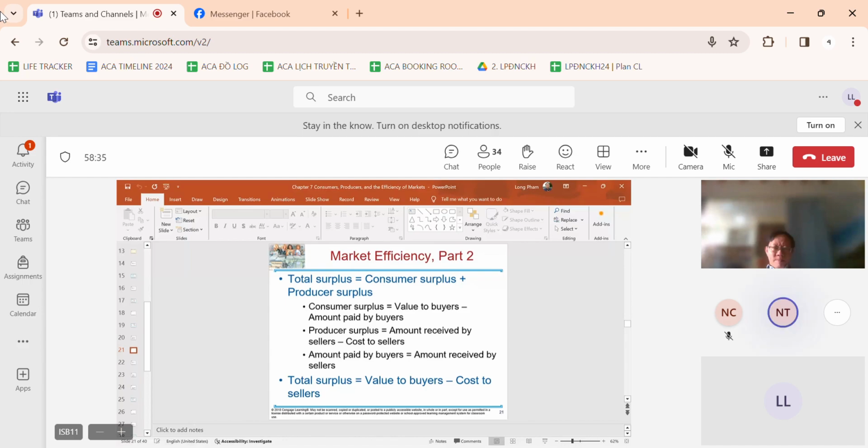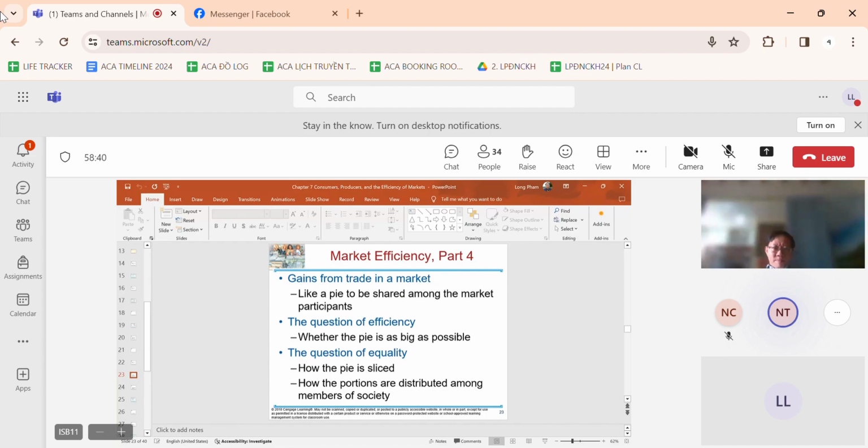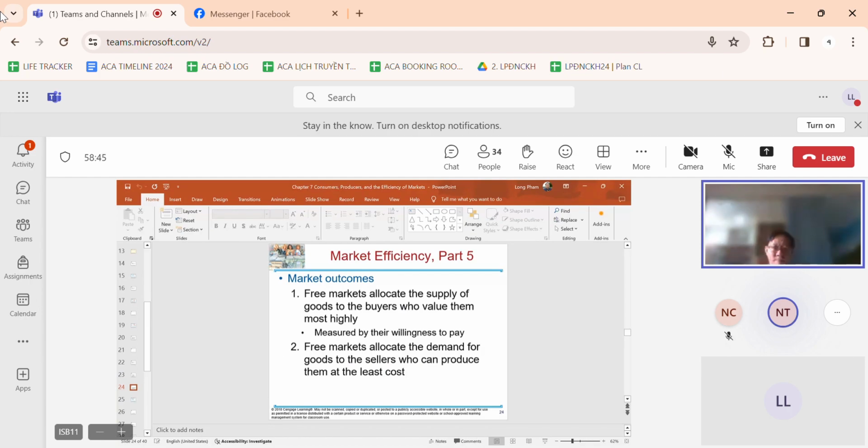Can you move to the next slide, please? Okay, so moving on to the market outcomes. Free markets allocate the supply of goods to the buyers who value them most highly, as measured by their willingness to pay. And free markets allocate the demand for goods to the sellers who can produce them at the least cost.